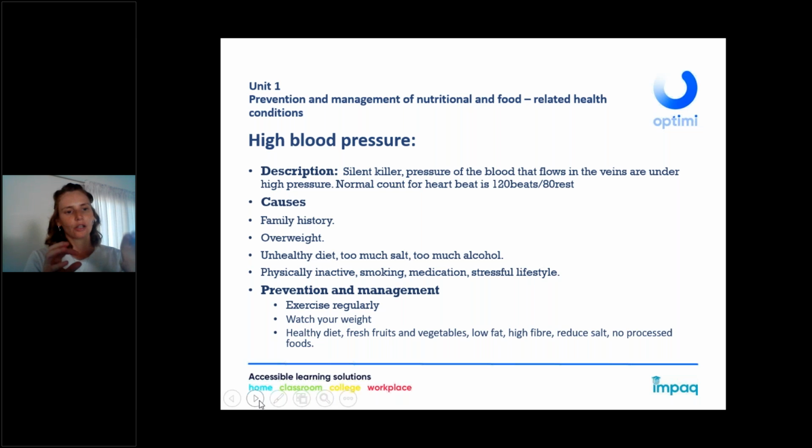Let's say if you're overweight, you also put pressure on the vein. So the blood flow is also struggling to go through. Okay, so unhealthy diet, and then one that everybody needs to know is too much salt can also lead to high blood pressure. Then physical inactivity, smoking, medication can cause high blood pressure, and a very stressful lifestyle. So how do you prevent or manage high blood pressure? You exercise a lot, you watch your weight, and you make sure you have a balanced diet and take in less fat and less salt, which is the most important one. So high blood pressure is when there's too much pressure on the veins, or the flow of the blood creates a lot of pressure on the veins.